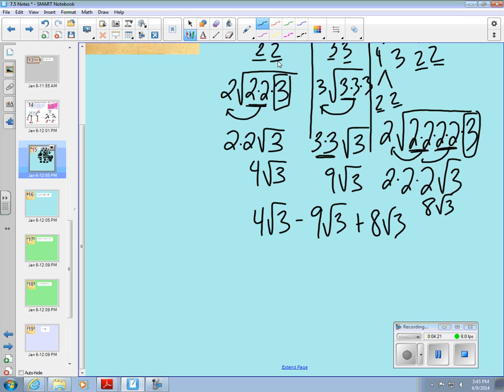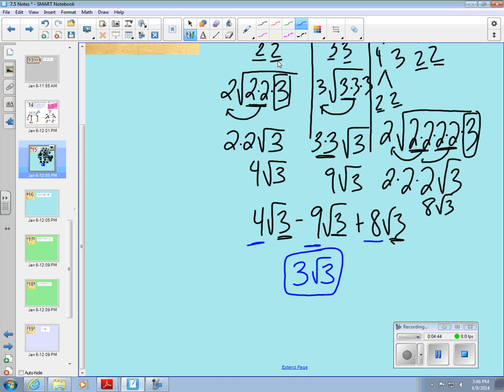And now we can actually add these all together because they all have the same radicand and they're all of the same index. So adding these together, we just focus on their coefficients. So we have 4 minus 9 plus 8. So that gives us a positive 3. So we're going to have a 3 root 3 as our simplified answer.